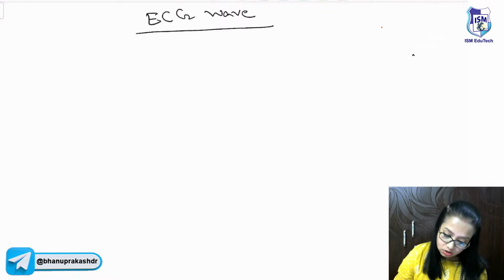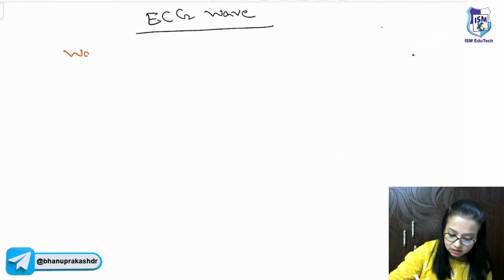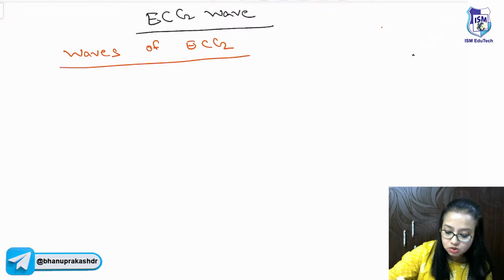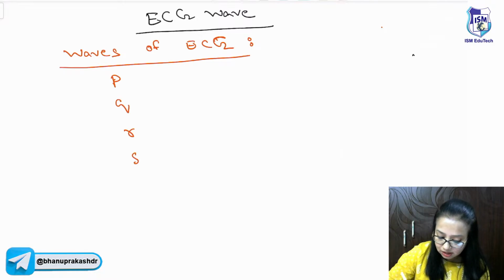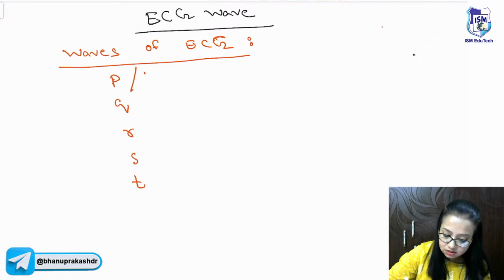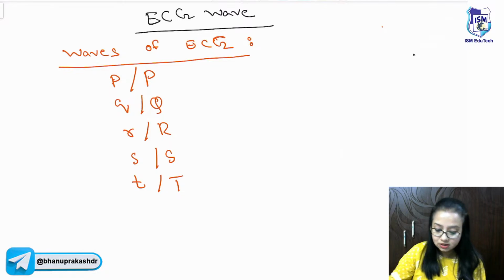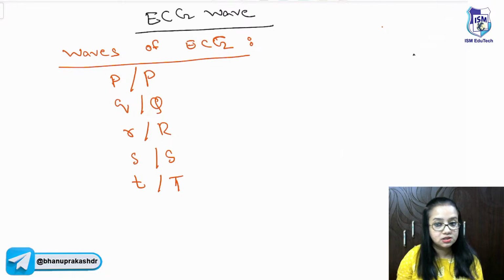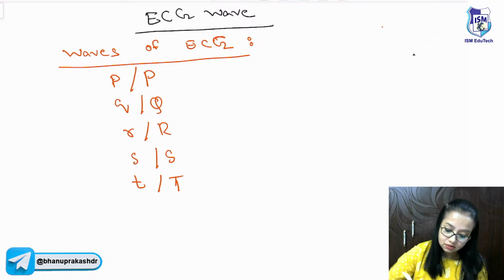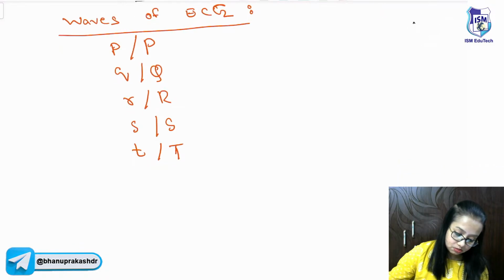So, before we go on to the picture, let's just mention the waves of ECG. What are the waves that are present in the ECG? The waves are P, Q, R, S and T. It can also be written as capital P, Q, R, S, T. Okay. In most cases, we use the capitals, but depending on the condition, we use the lower case also, which again we will come to after a few things.